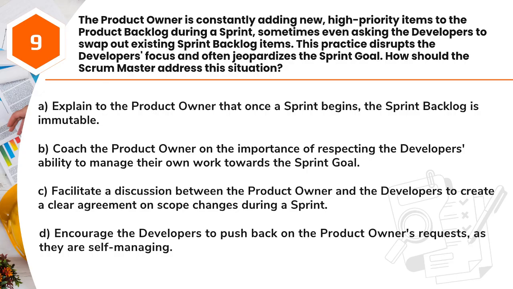A. Explain to the product owner that once a sprint begins, the sprint backlog is immutable. B. Coach the product owner on the importance of respecting the developer's ability to manage their own work towards the sprint goal. C. Facilitate a discussion between the product owner and the developers to create a clear agreement on scope changes during a sprint. D. Encourage the developers to push back on the product owner's requests, as they are self-managing.